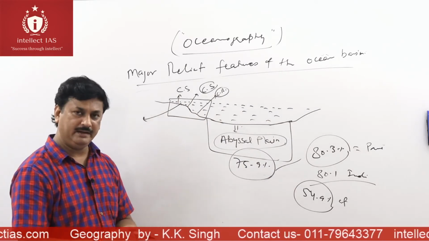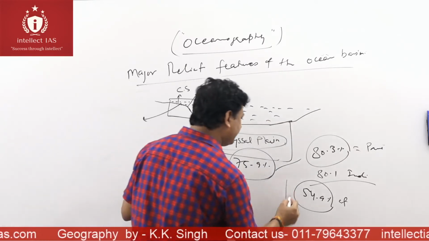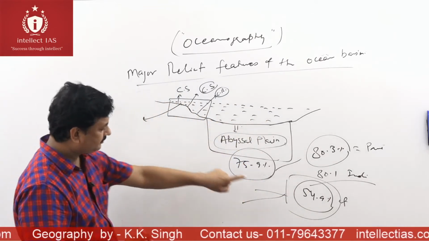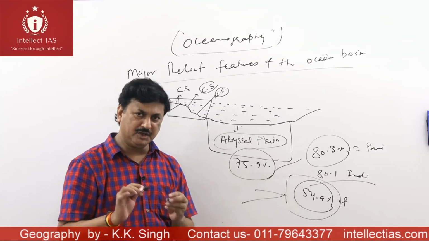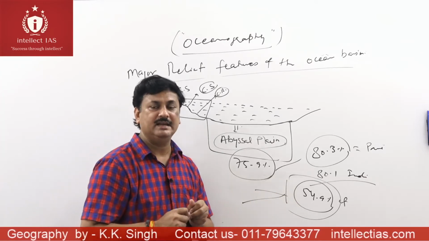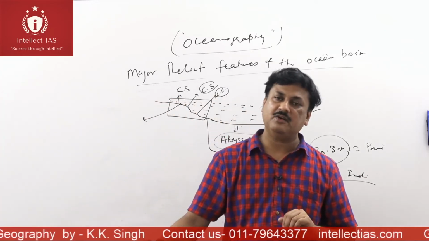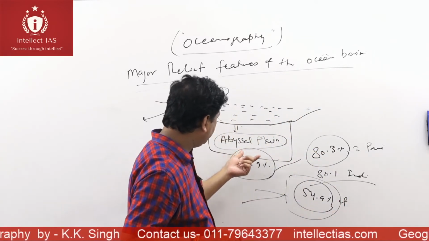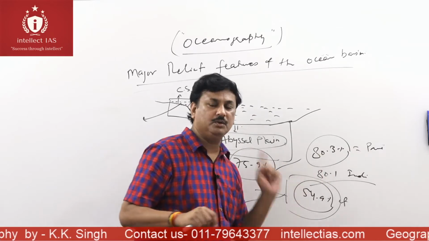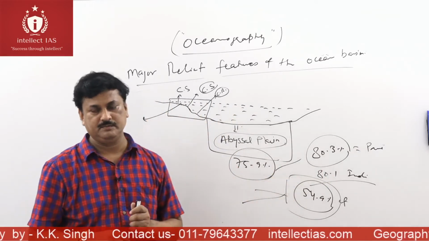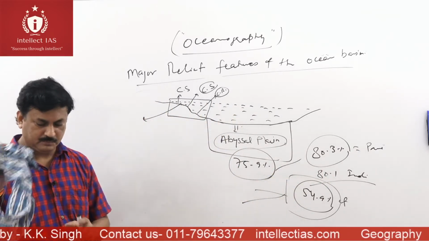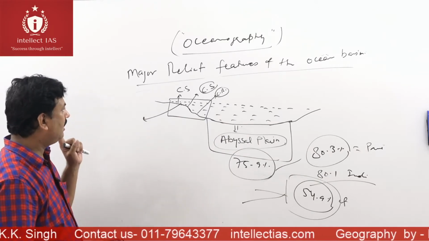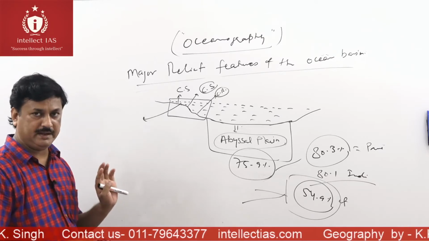And what is the reason behind this? We have already studied that the continental slope and shelf are maximum in the Atlantic Ocean. A larger part of the Atlantic Ocean is under continental shelf and continental slope. That's why the area under abyssal plain is less compared to the other two oceans. So this is the deep ocean plain.